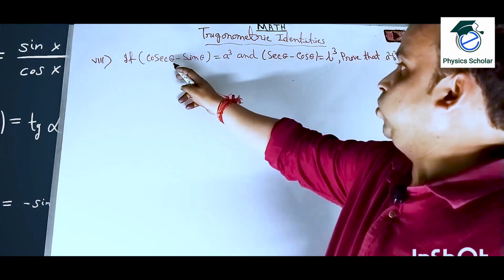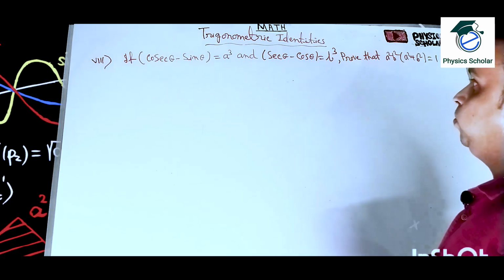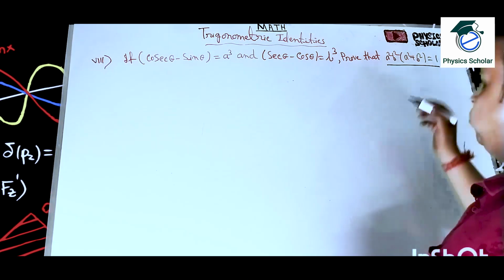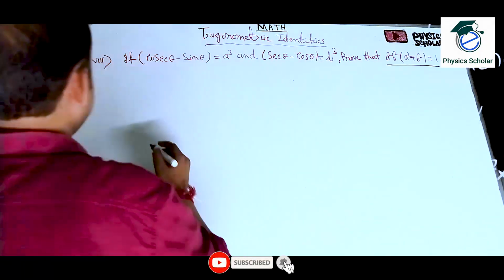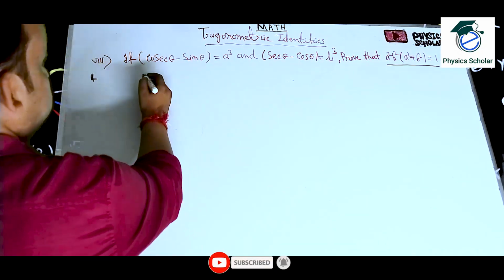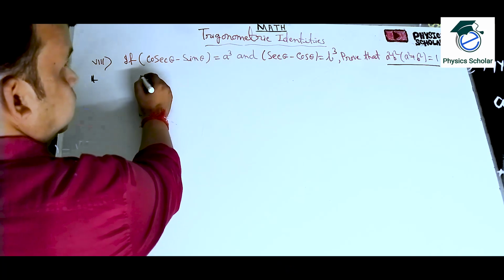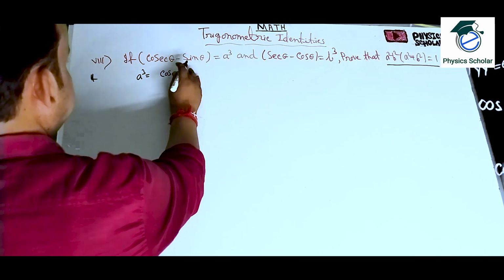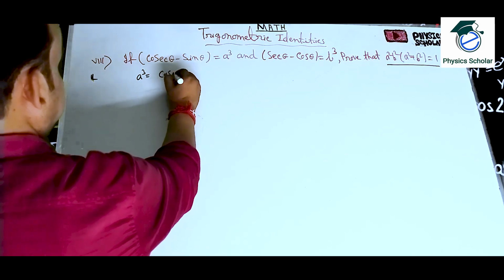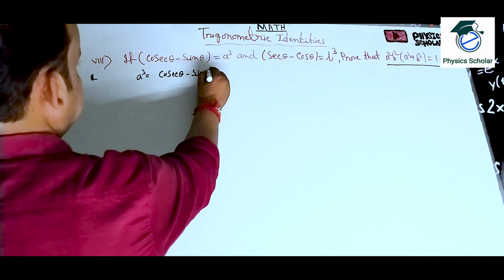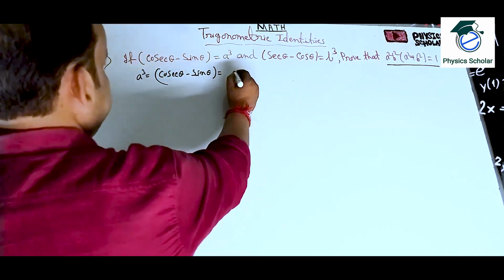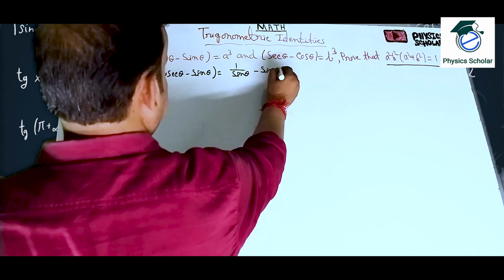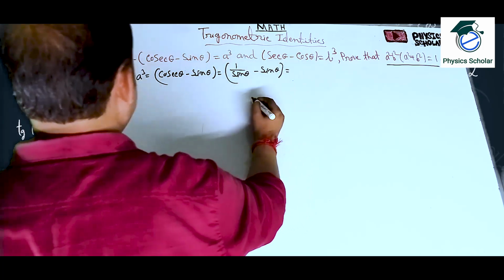It is: if cosec theta minus sin theta is equal to a cube and sec theta minus cos theta is equal to b cube, we have to prove this is equal to 1. Clear? Now how to do it? What is given? A cube is equal to cosec theta minus sin theta. Cosec theta means 1 by sin theta, minus sin theta. Clear? Is equal to what?